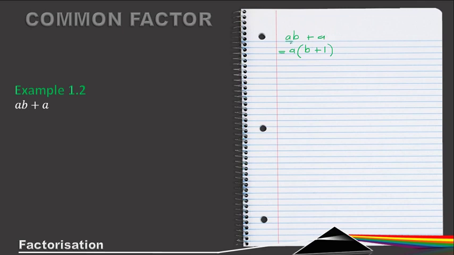And once again, you can see that if you actually just divide all of these terms by a, this one cancels, and then you have b left. And if this cancels, you have 1 over 1, which is just equal to 1.